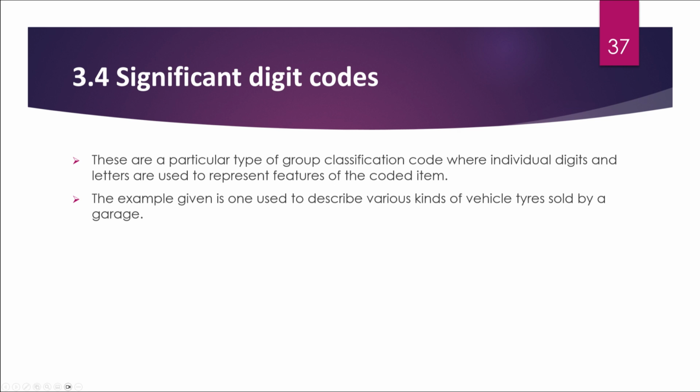3.4 Significant digit codes. These are a particular type of group classification code where individual digits and letters are used to represent features of the coded item. The example given is one used to describe various kinds of vehicle tires sold by a garage.